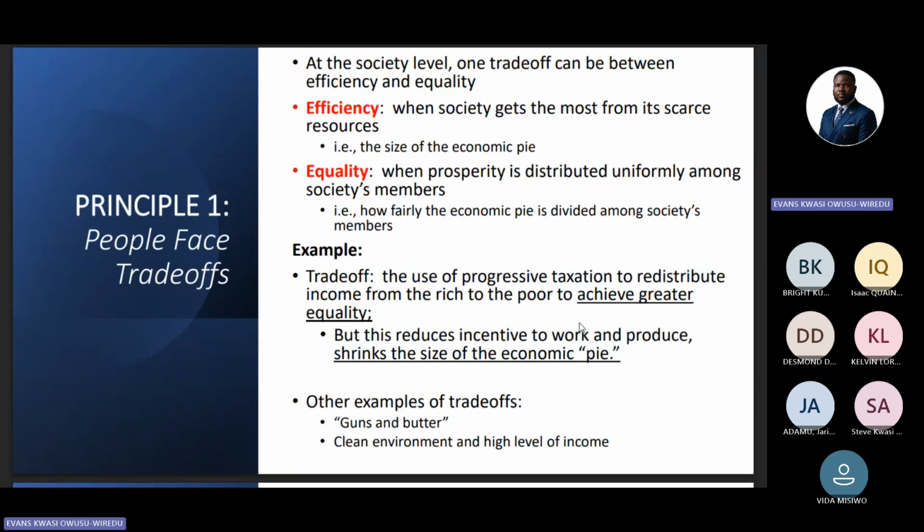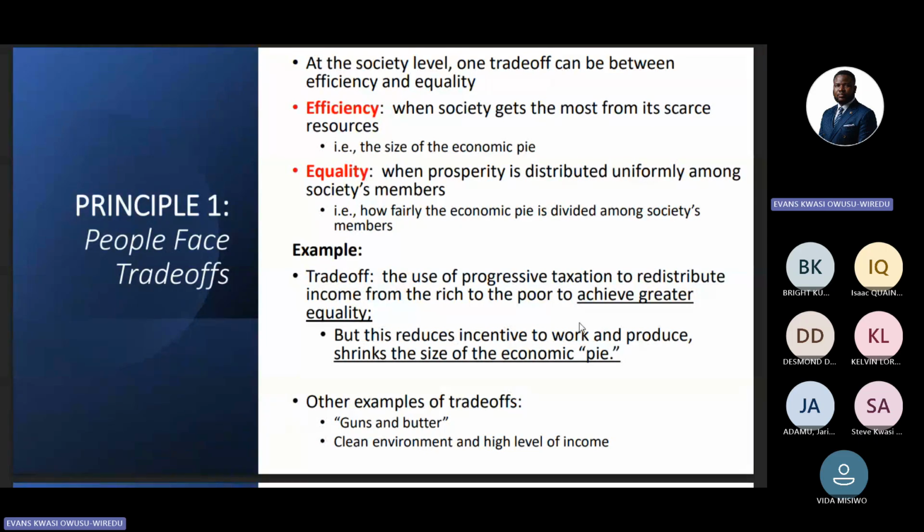And equality will come in to talk about, okay, so we have plenty of people at the workplace and they are working. This is efficiency. But is the work being distributed fairly enough? Is it a fair way of distributing the work? Is there a procedure, a scientific way to measure who gets what job to do, and how much duty is given to a particular person, so that nobody is treated unfairly? So when prosperity is distributed uniformly among society's members, all right?